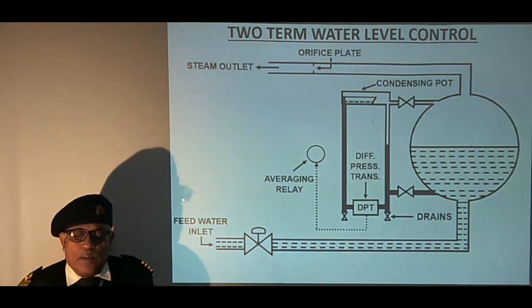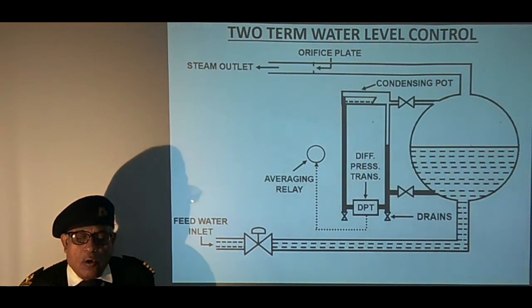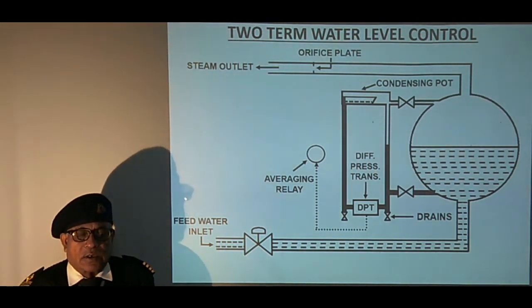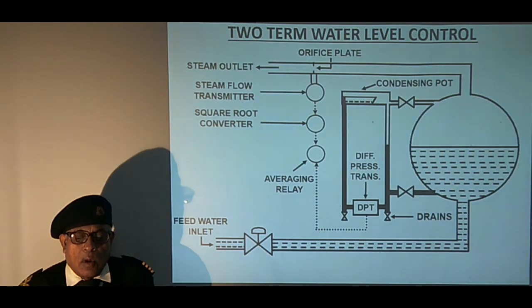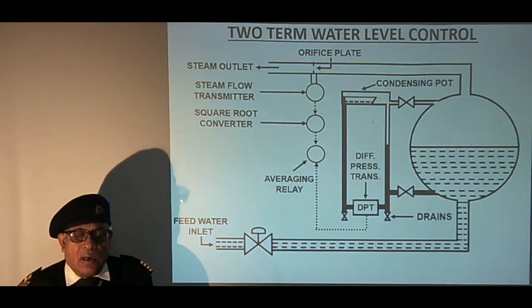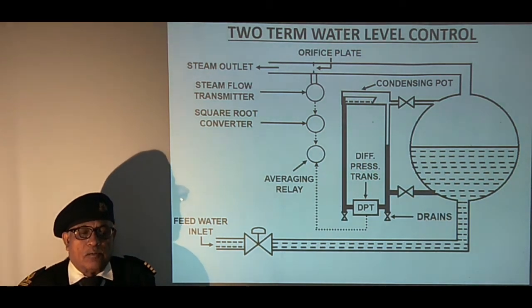Orifice plate is used to measure the steam flow by checking the differential pressure across it. A steam flow transmitter gives a square signal, thus it is passed through a square root converter so that it can be compared with the linear signal provided by the differential pressure transmitter.